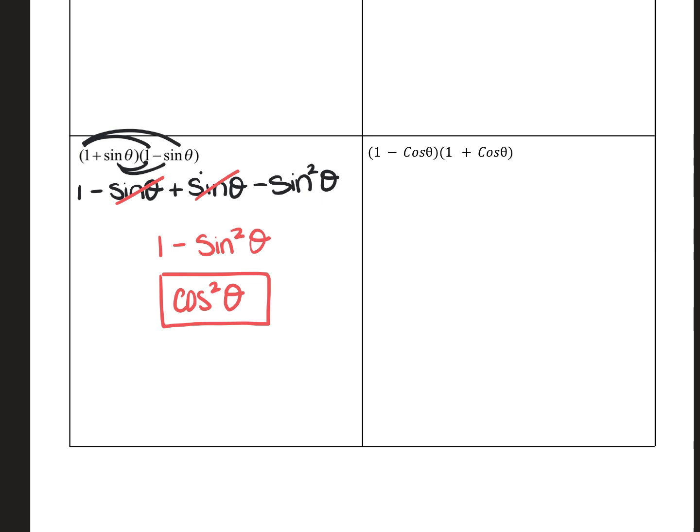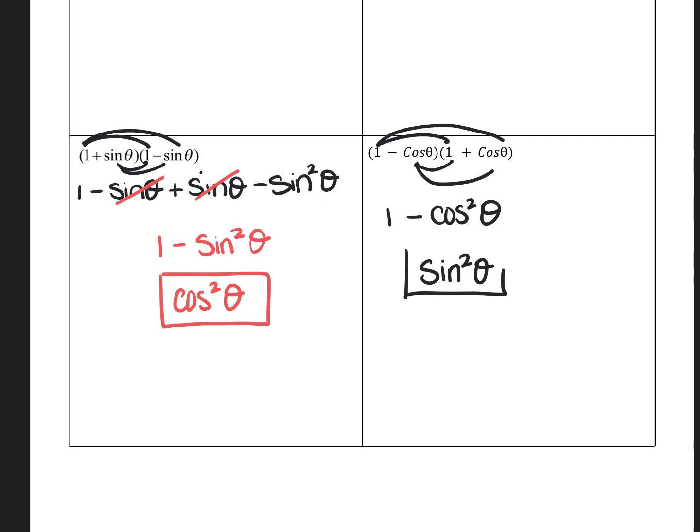All right, let's try the next one. I'm going to do it the shortcut way. First times first is 1. I know that this and this are going to cancel, so I'm not even going to write them. Negative cos times positive cos is negative cosine squared. And again, a Pythagorean identity, 1 minus cosine squared is sine squared. And that's it. That's my answer.